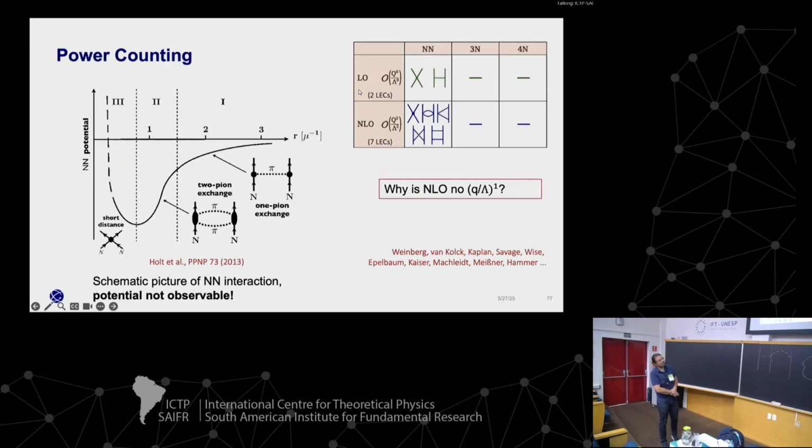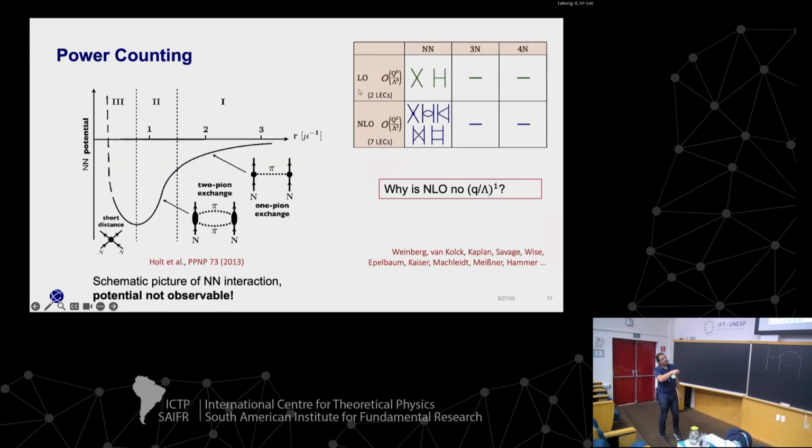Can anybody tell me why at NLO there is no Q over lambda to the power of 1? So why is NLO, next to leading order, momentum squared and not momentum 1? Correct, parity. Very good, thank you. So as we said before, we need to have even powers of momentum, right? Otherwise, we would violate parity symmetry. Very good.